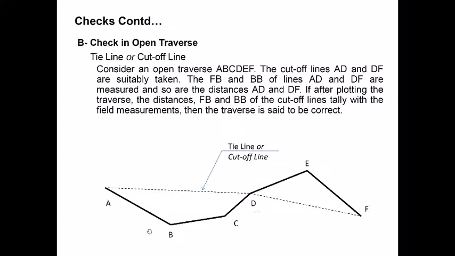Otherwise, there is some error somewhere and you'll have to redo some of the work. So this is how a cutoff line or a tie line can help you in figuring out if the work that you are proceeding with is actually correct or not.